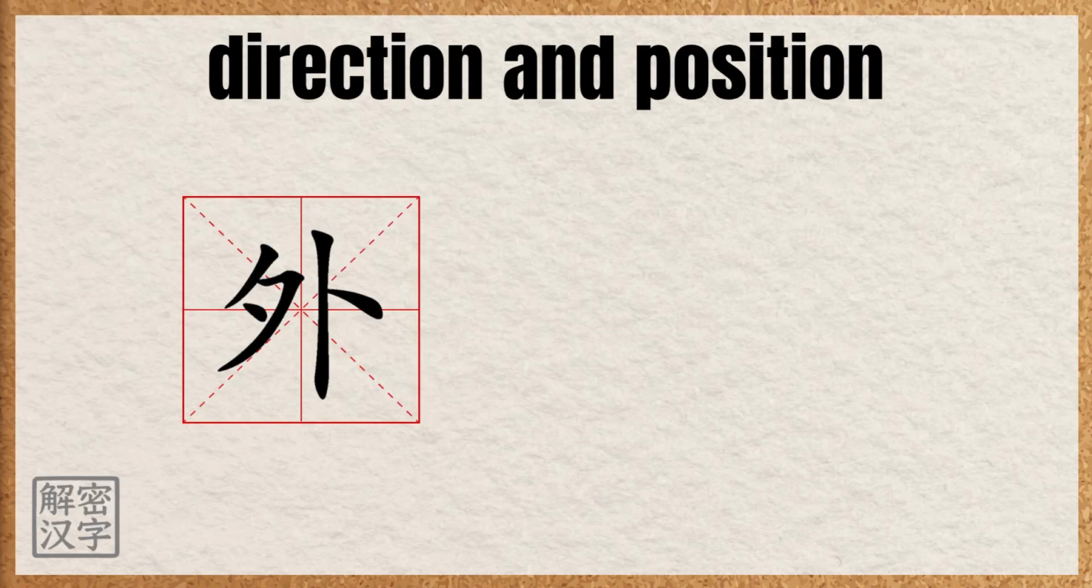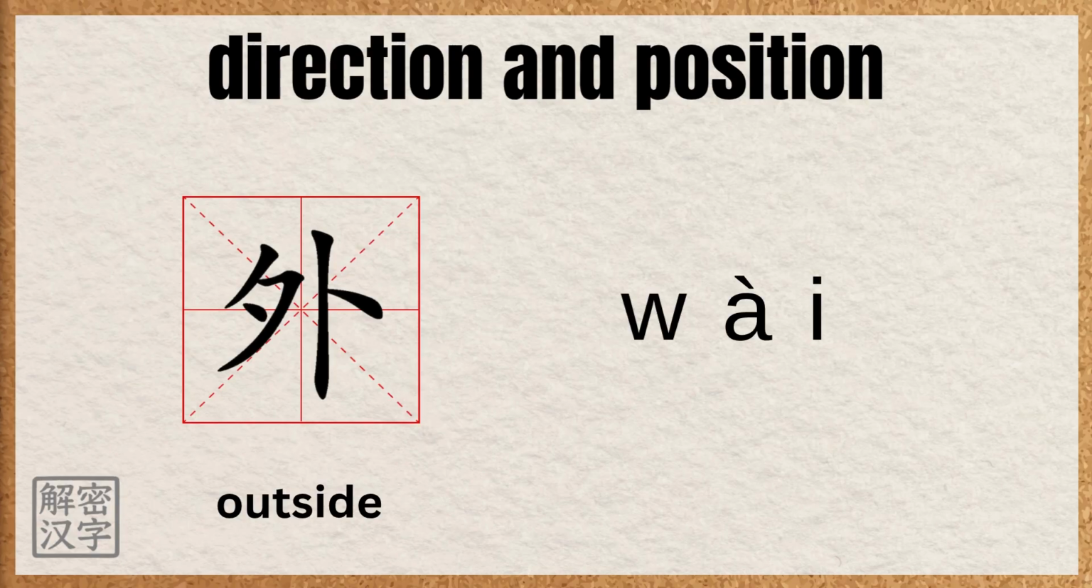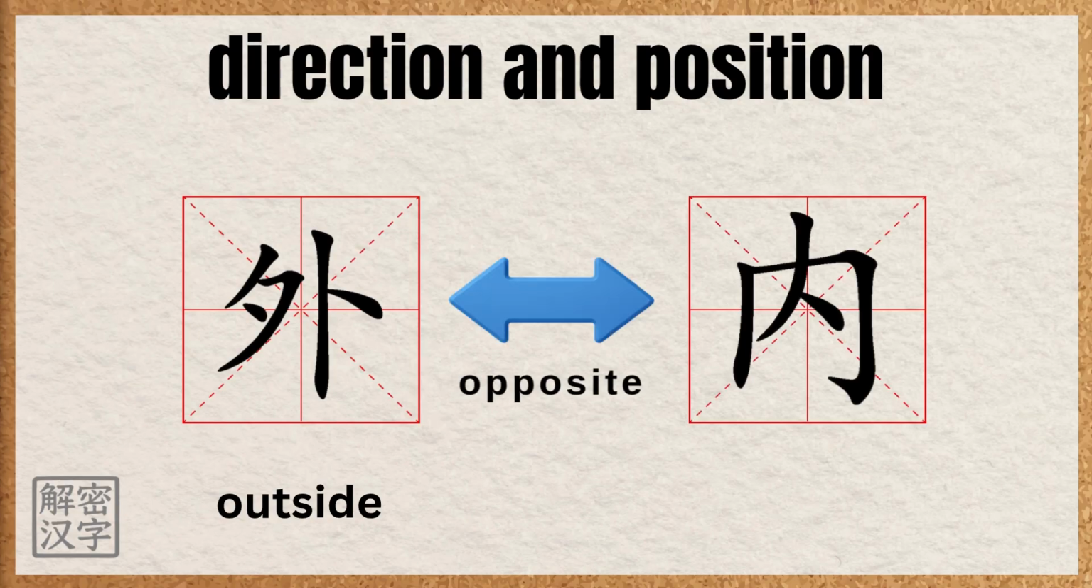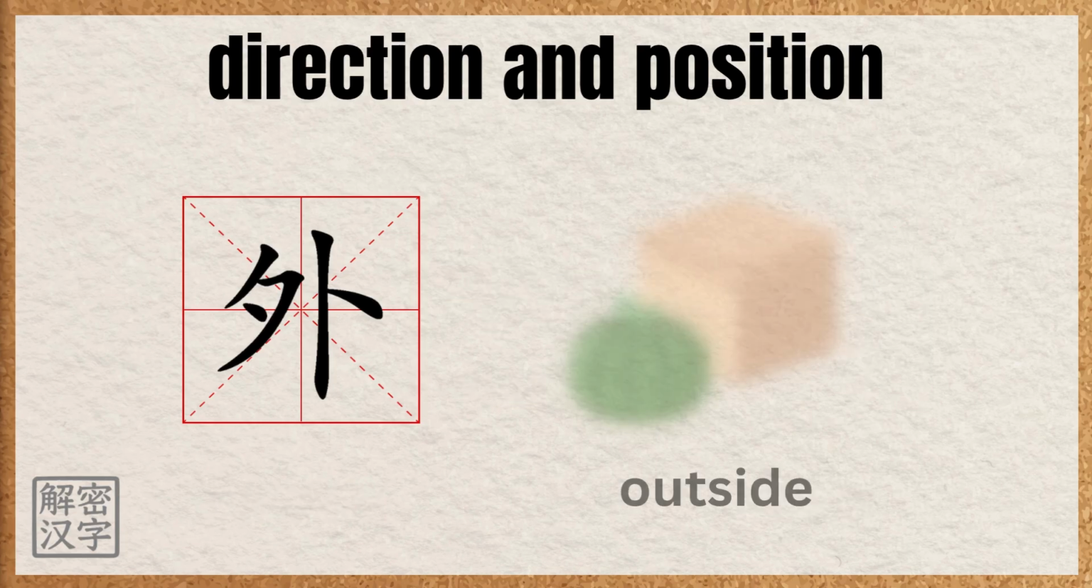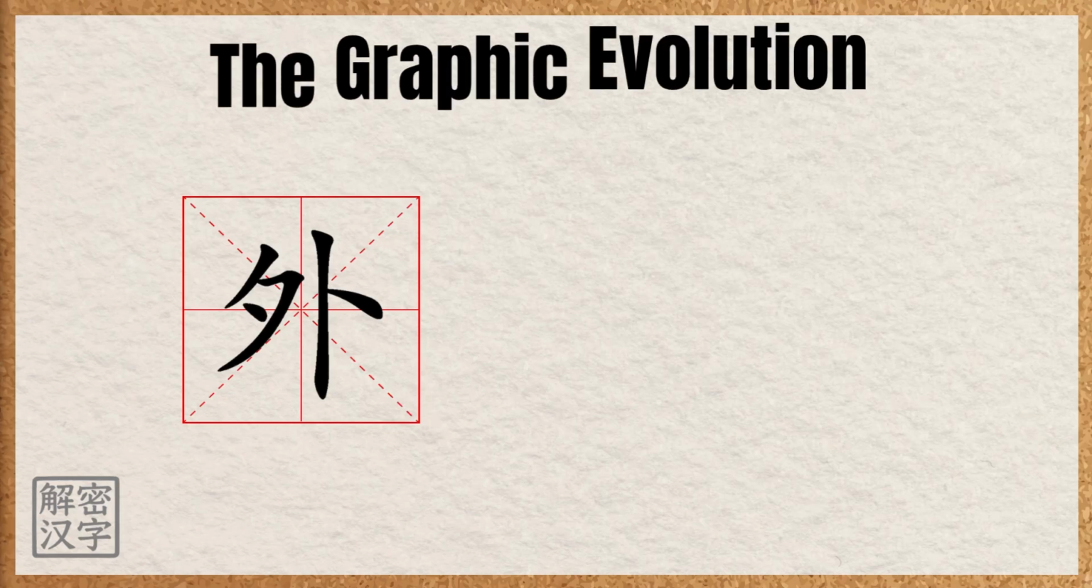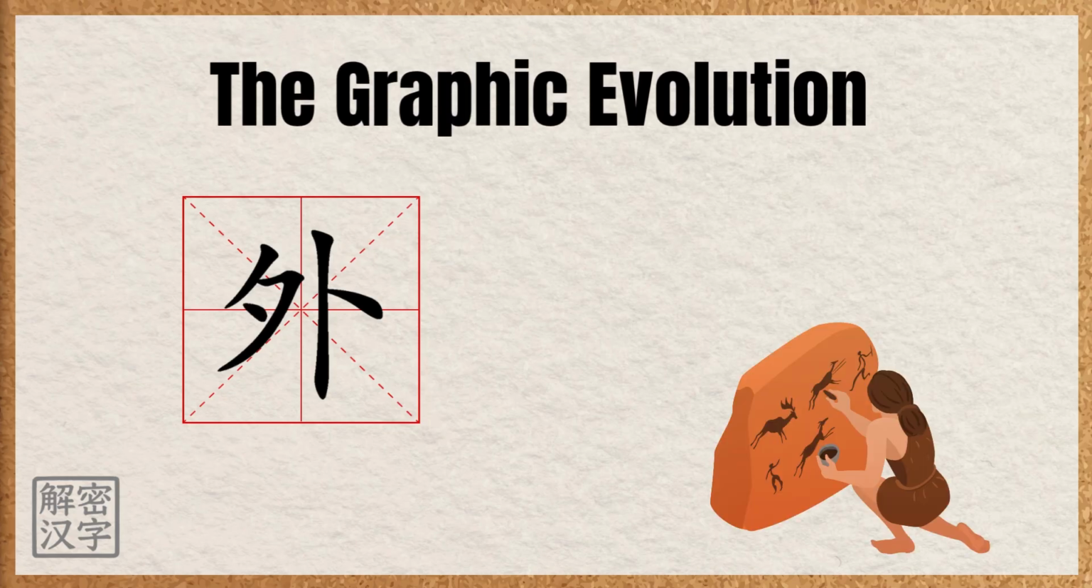Today, we're going to learn a Chinese character that means outside. Its pronunciation is wai. Wai is the opposite of nei, which means inside. So naturally, wai carries the meaning of outside. Let's take a look at how this character developed over time.